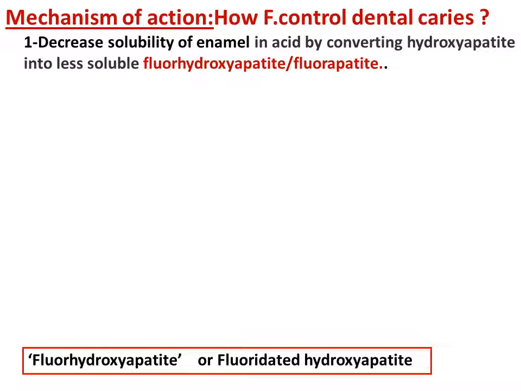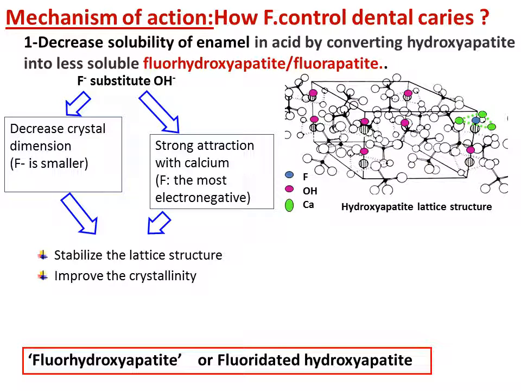Mechanism of action, or how fluoride will reduce dental caries. This occurs first by decreasing the solubility of enamel in acid by converting hydroxyapatite into less soluble fluorohydroxyapatite or fluoroapatite. First, the fluoride ion will substitute the hydroxyl group in the enamel crystal. This will decrease the crystal dimension because fluoride is smaller.